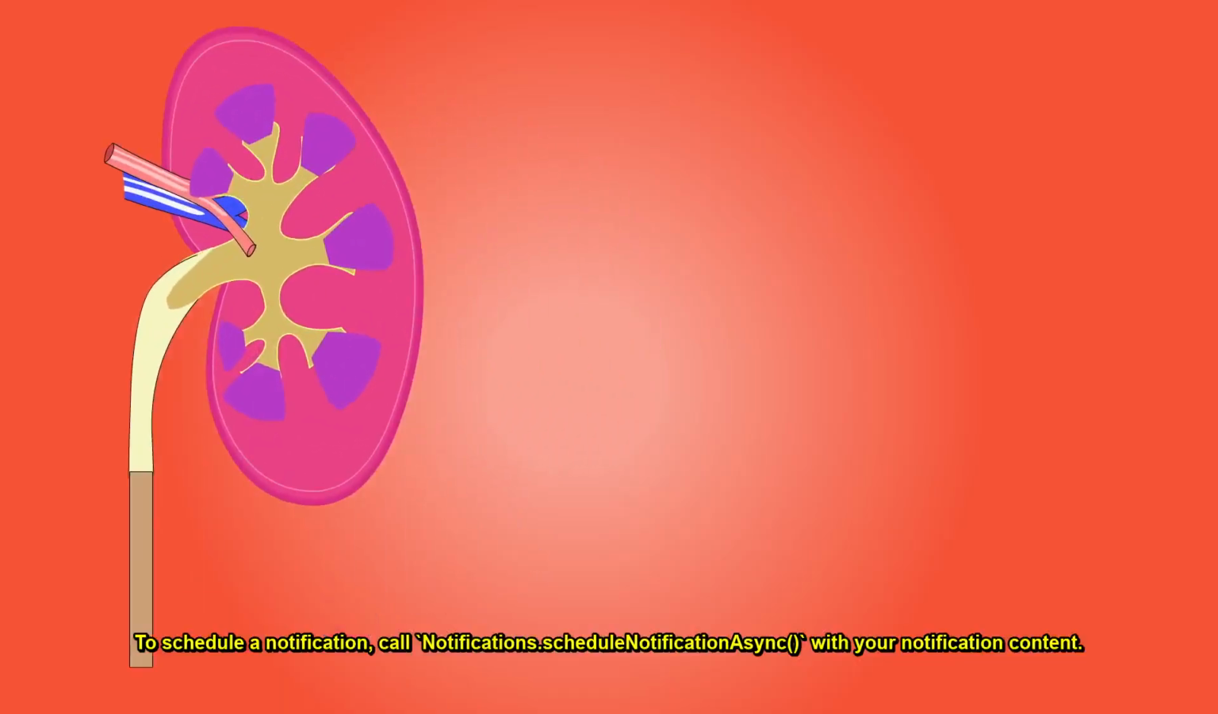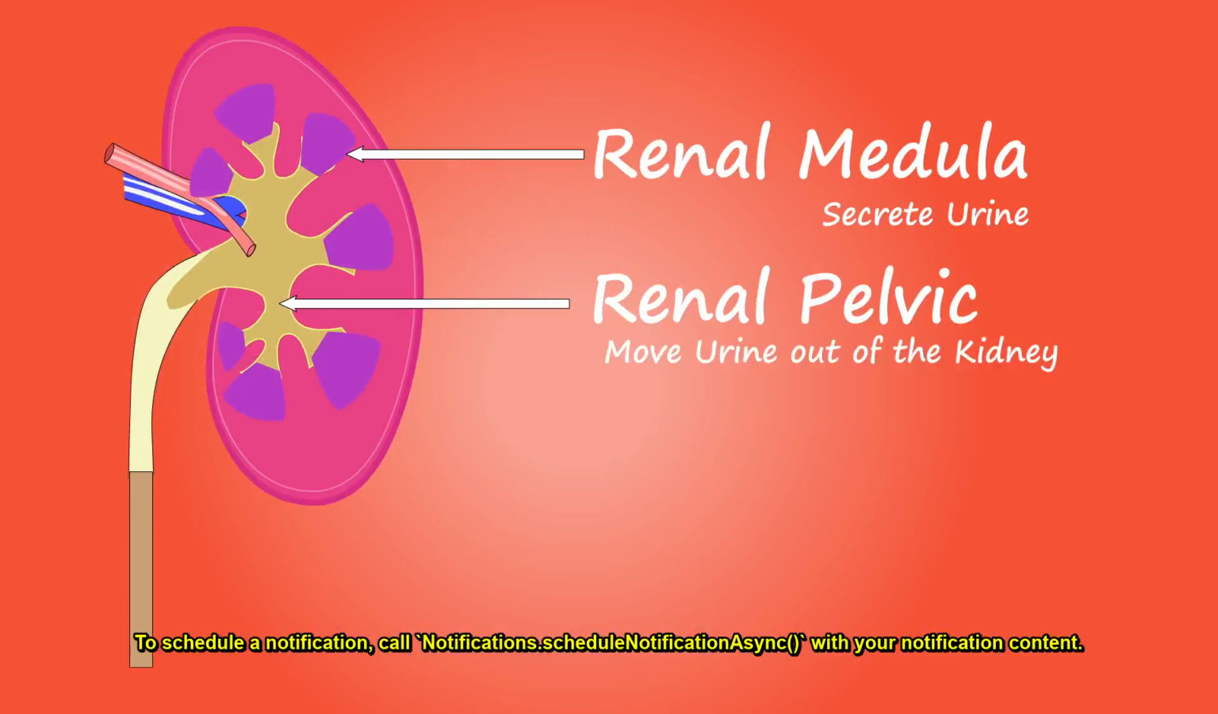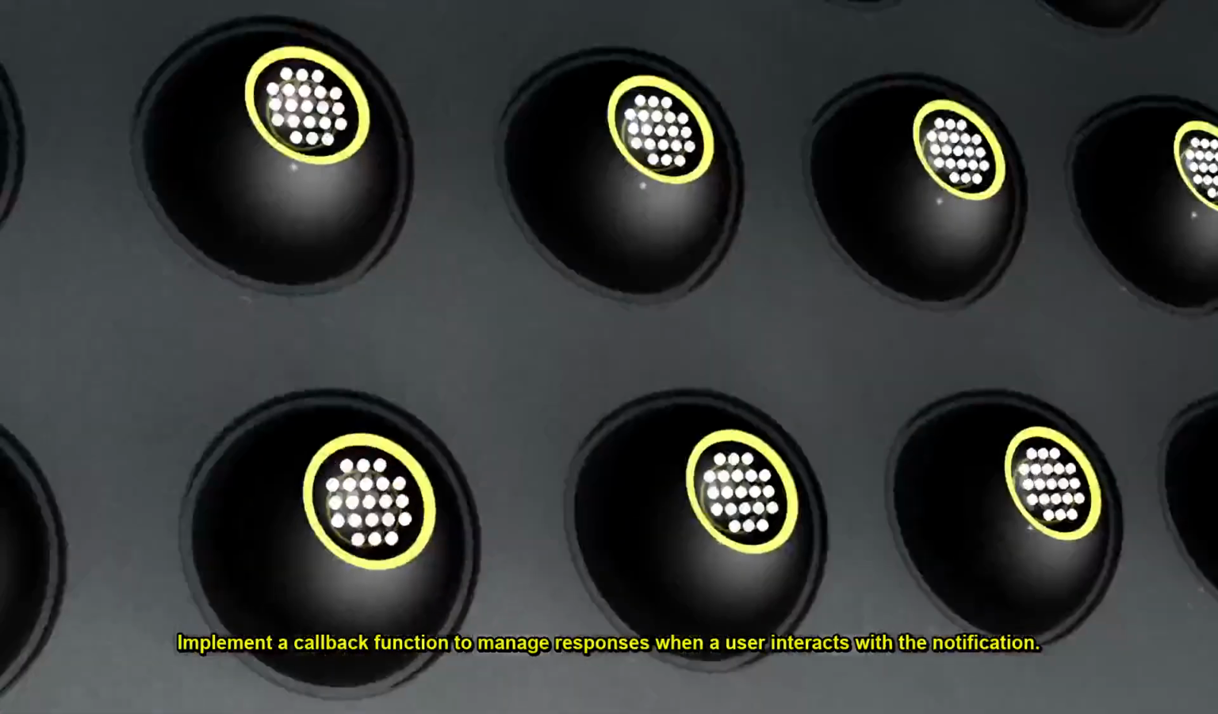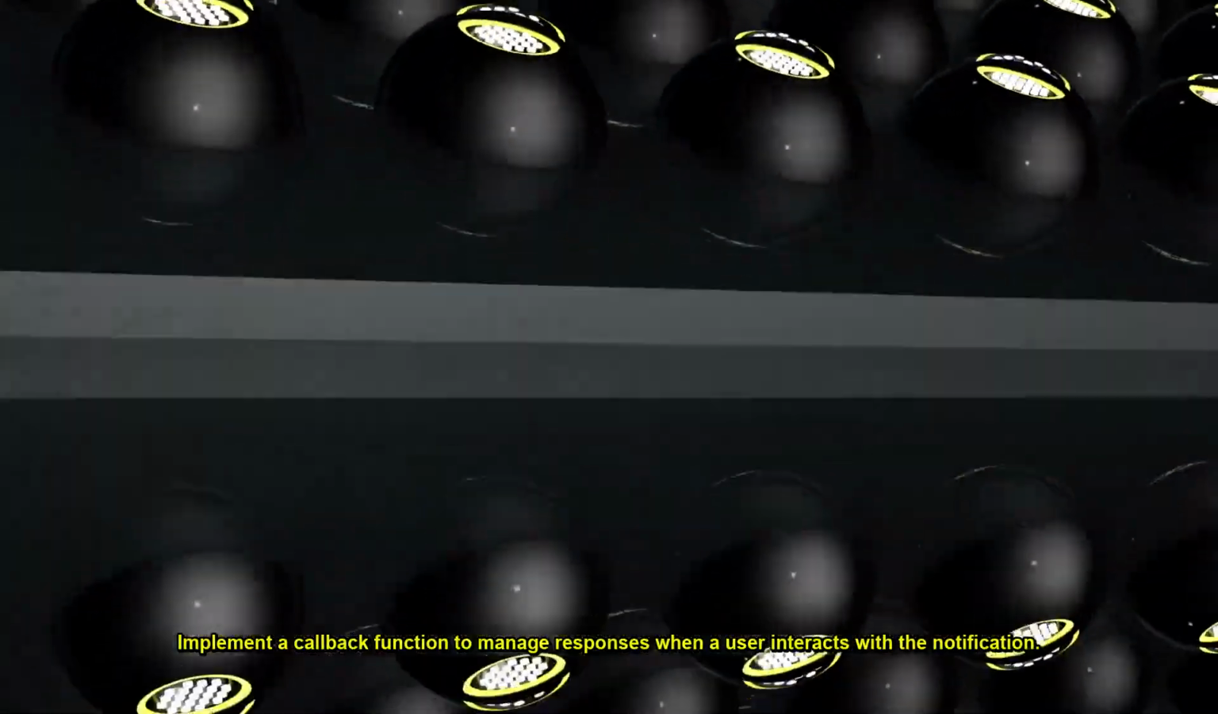To schedule a notification, call Notifications.scheduleNotificationAsync with your notification content. Implement a callback function to manage responses when a user interacts with the notification.